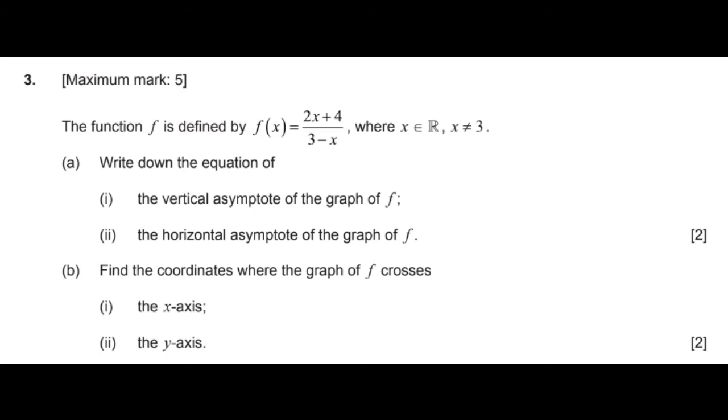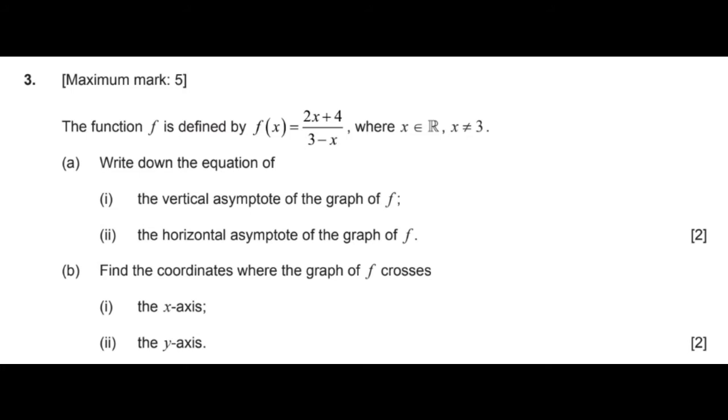Okay, number 3, we have a function f of x. It's known as a rational function, which means it has a function in the numerator and another function in the denominator. We're going to talk about the degree of those functions, and the degree is just the highest power of x. Okay, so for example, in the numerator, 2x plus 4, the highest degree of x is x to the power 1, so it's degree 1. In the denominator, we have 3 minus x. Highest power of x is x to the power 1, so this is also degree 1.